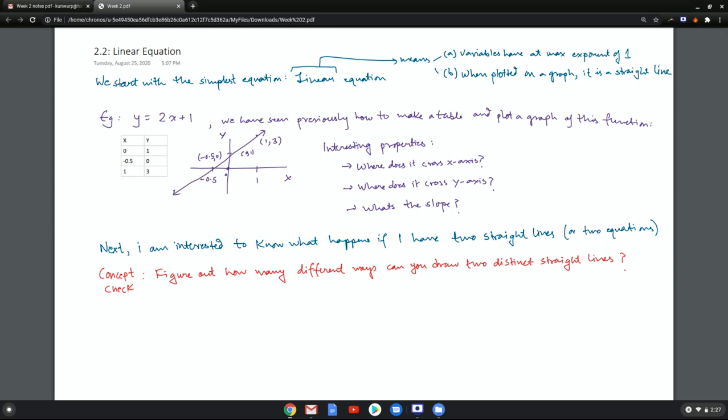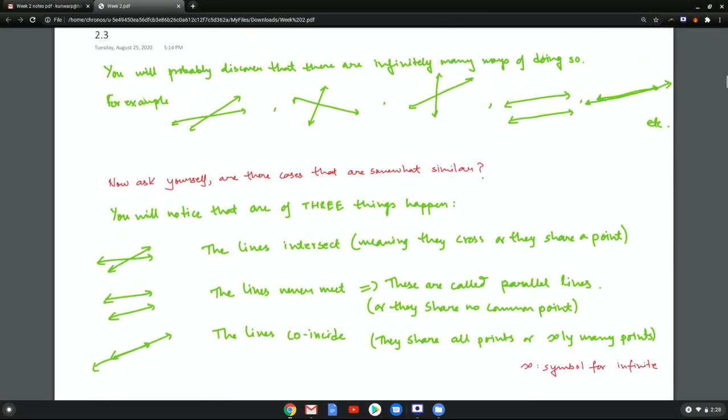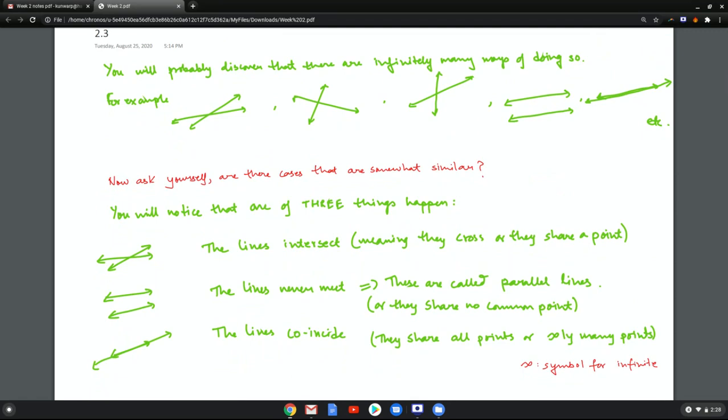Now what about if you're working with two lines? So I'm interested to know what happens if I have two straight lines. Now here's a concept check. You can pause the video at this point and try and figure out how many different ways you can draw two straight lines, like all possible ways. Now hopefully you will discover that there are actually infinitely many ways of doing it. For example, it could be any one of these pictures or a bunch of them. But again, now try and ask yourself if there are some cases here that are actually similar, and if there is some sort of classification that can be done.